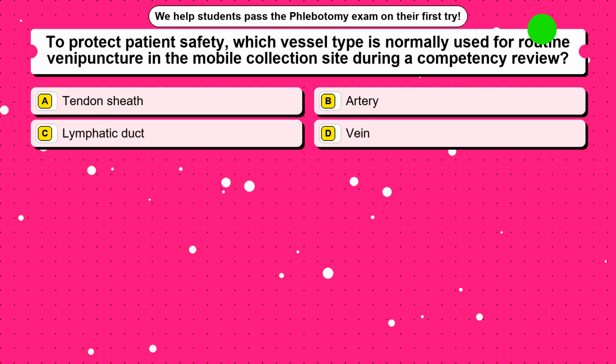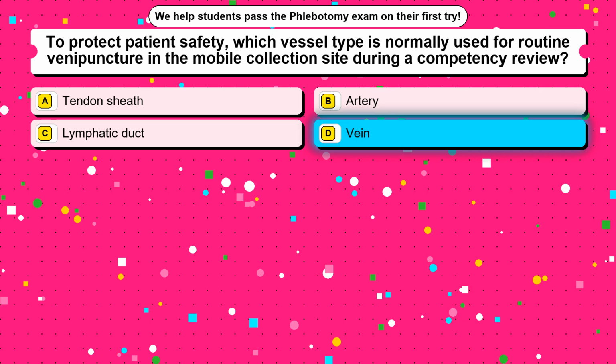Question 96. To protect patient safety, which vessel type is normally used for routine venipuncture in the mobile collection site during a competency review? Option A. Tendon sheath. Option B. Artery. Option C. Lymphatic duct. Option D. Vein. The correct answer is option D.